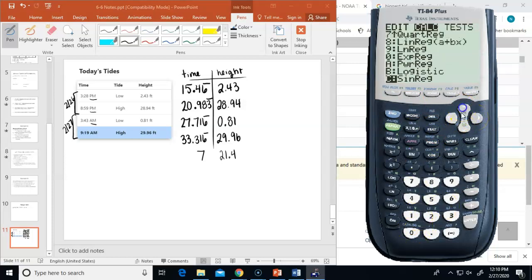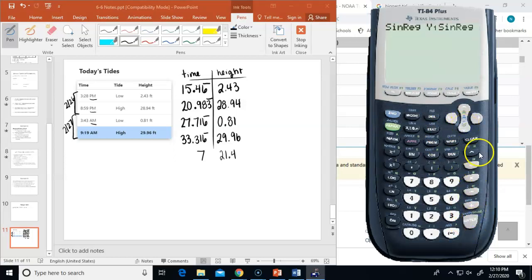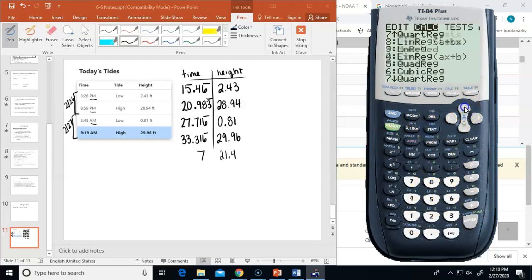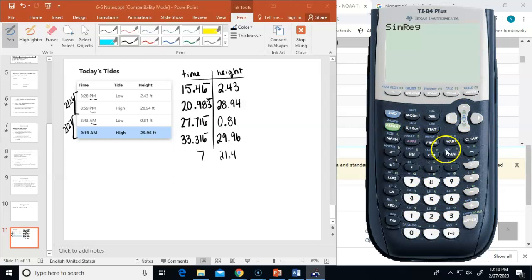So, C, no, oh, I've got some. Okay. All right. Let's try this again. Stat, calc, vars, Y vars.